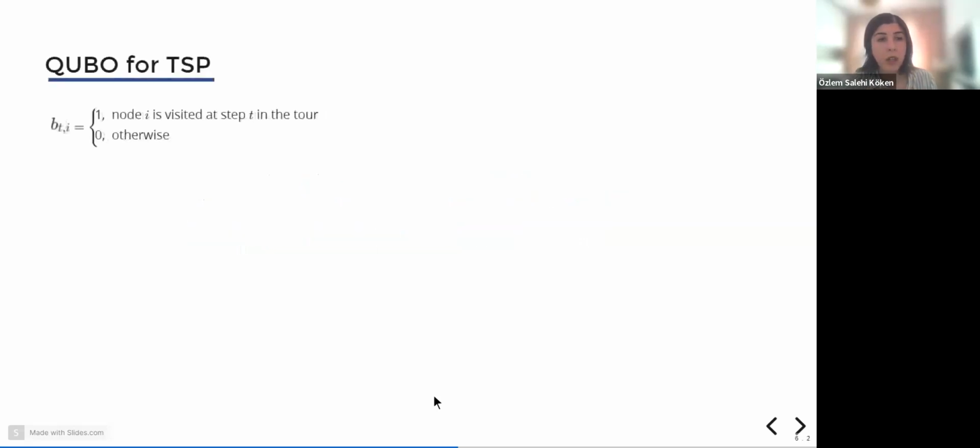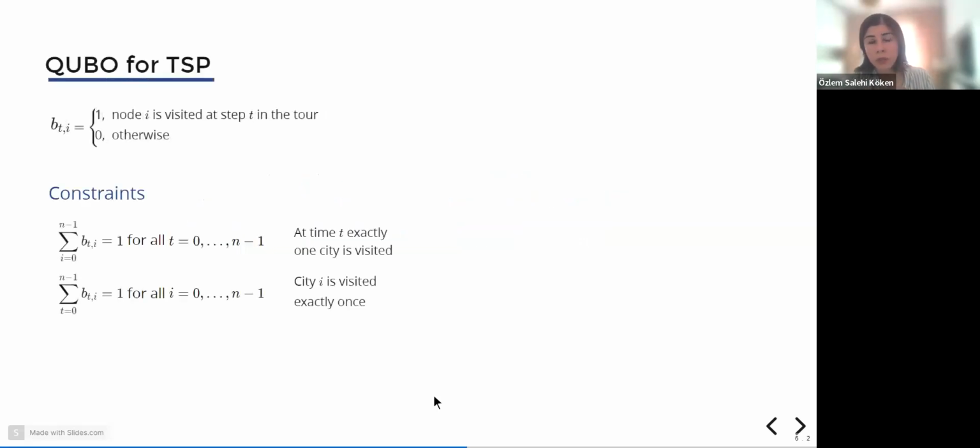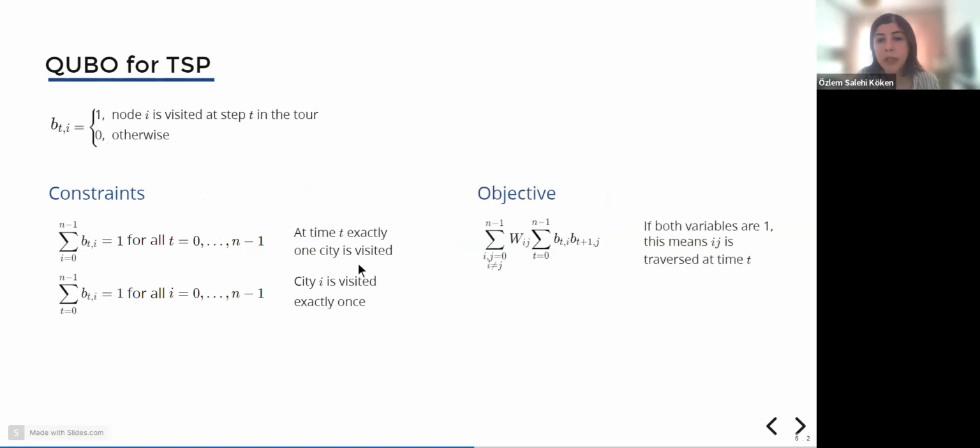So let's start with the QUBO formulation for TSP. Again, this is using one-hot encoding for variables, and you need to express your constraints as mathematical expressions. For instance, for each fixed t, you need that the summation of b_ti's is equal to 1. And also for fixed i, you need the summation over t to be equal to 1 to enforce those constraints. And this is your objective function.